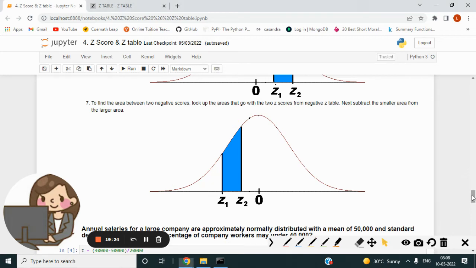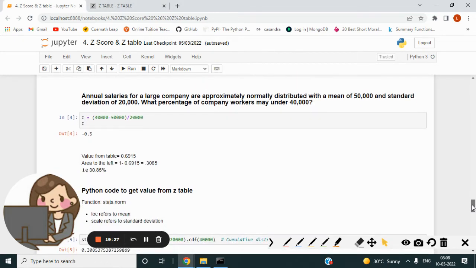Now let us see another question over here. What is given? Annual salaries for a large company are approximately normally distributed. Normal distribution means this is again a Gaussian distribution, right? With a mean of 50,000, so you have mu equal to 50,000, and a standard deviation of 20,000.